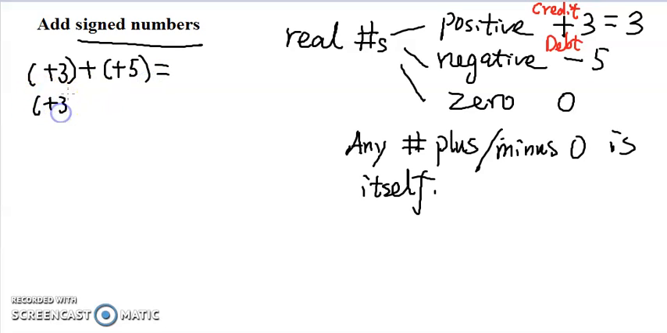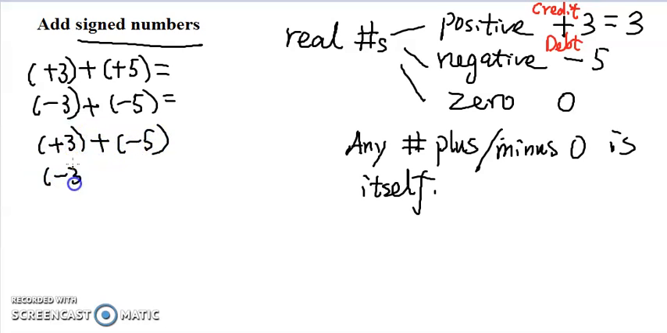We can maybe do negative 3 plus negative 5. And then we can do one positive, one negative: positive 3 plus negative 5, or negative 3 plus positive 5. So these 4 problems represent 4 different cases.